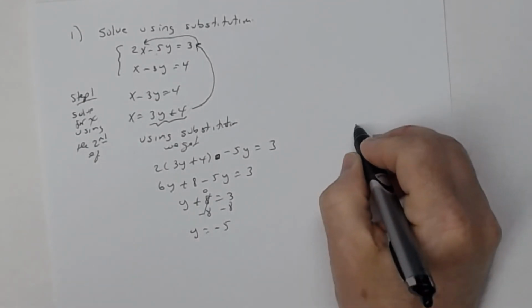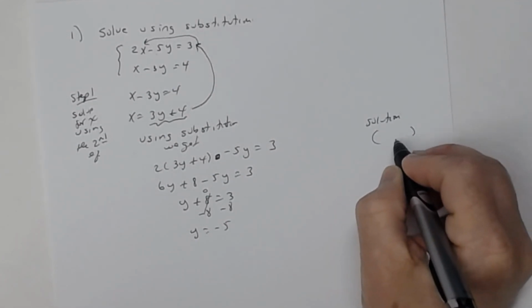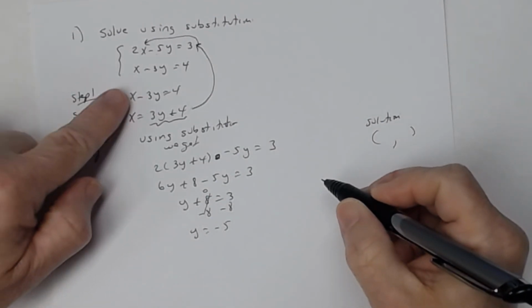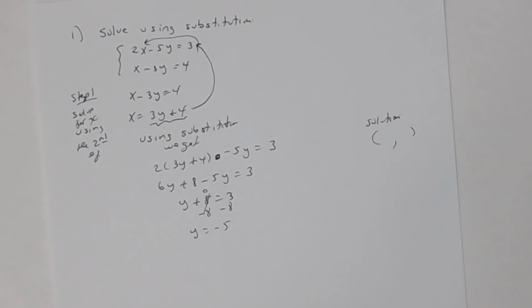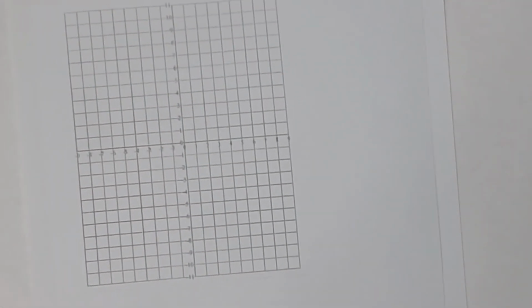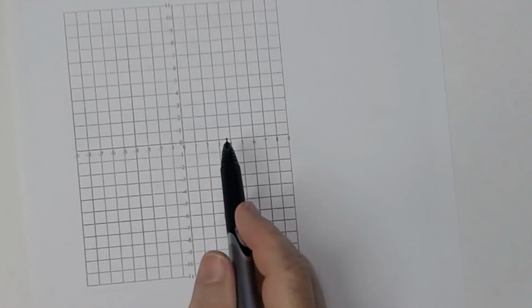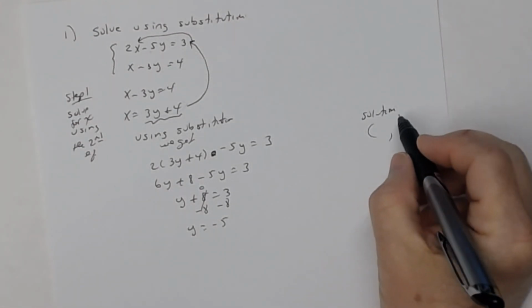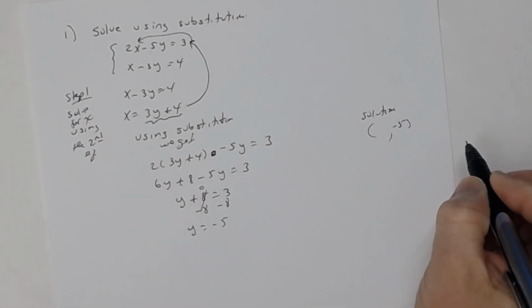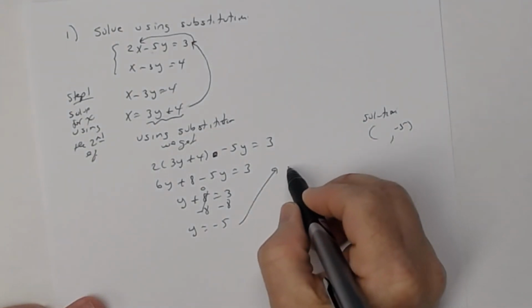So I found, so far, my solution. Remember, your solution is an ordered pair, meaning that if I were to look at this in terms of a coordinate plane, my solution is an ordered pair in a coordinate plane. It has an x-coordinate and a y-coordinate. All right, so I found my y-coordinate to be negative 5. Now all I need to do is find my x-coordinate. Okay, so now we have to find x.